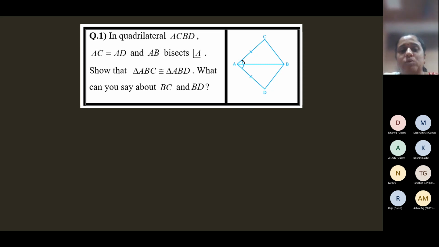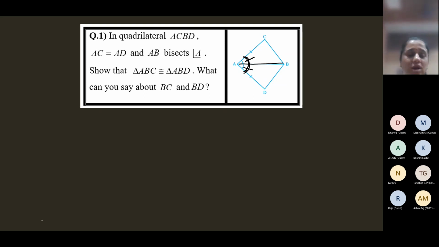Which means this portion, angle 1, is equal to this portion, angle 2. That is, angle CAB is equal to angle DAB. These 2 angles are equal because this is the full angle A, and this line segment AB is dividing this full angle into 2 equal angles. So this angle is equal to this angle.